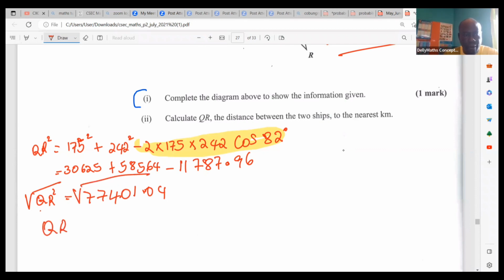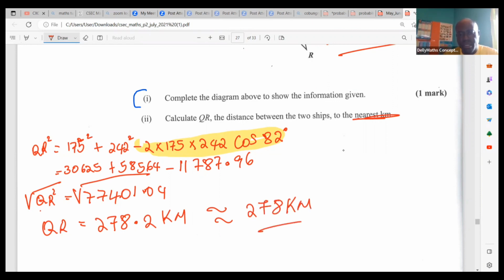So QR to the nearest kilometer at the end. So let's take the root of R. It's going to give me 278.2 km. But remember, we were asked to round our answer down to the nearest kilometer, which means to the nearest whole number. And this is going to be 278 kilometers.